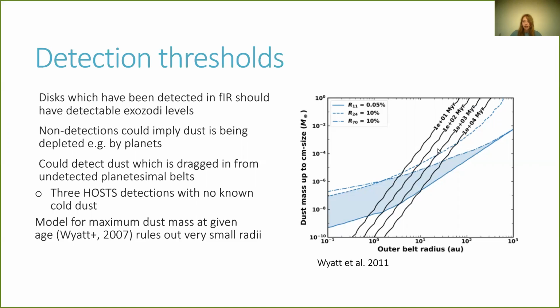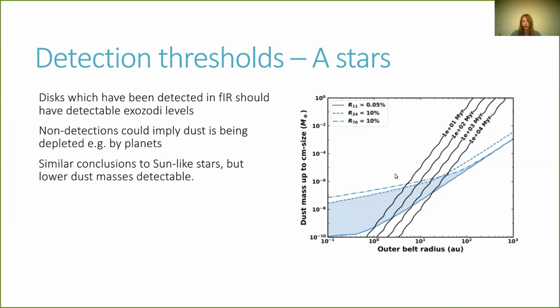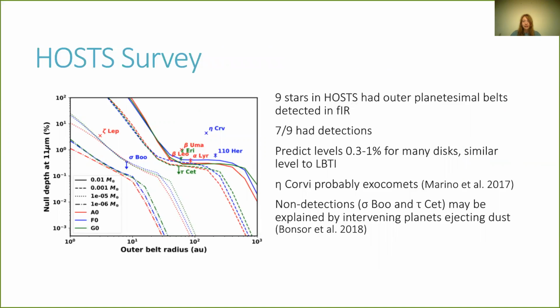However, not all of this parameter space can be in steady state. So these black lines show the upper limit on the dust mass which can be in steady state at a given radius from the star for different ages. So belts very close to the star can't be in steady state because they rapidly deplete by collisions. And this just shows how things change for A stars. So overall, we have very similar conclusions to Sun-like stars. So we can then apply our model to the HOSTS survey.